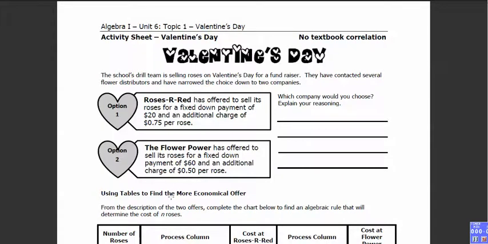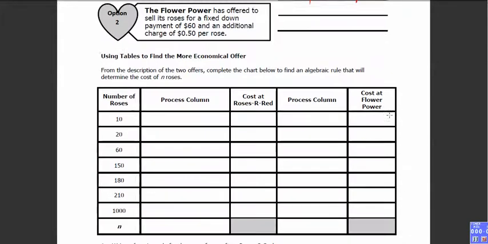All right, so the first question is, which company would you choose? Explain your reasoning. This is completely up to you. You can decide which one you'd rather choose. I know a lot of people said, well, I like Roses Are Red because it's a cheaper down payment. Okay? All right, so next we go on and we read.